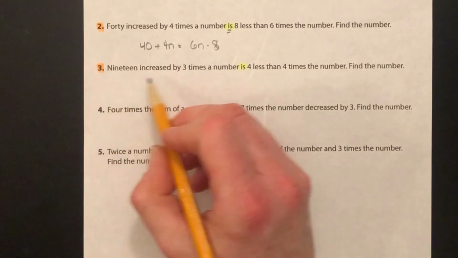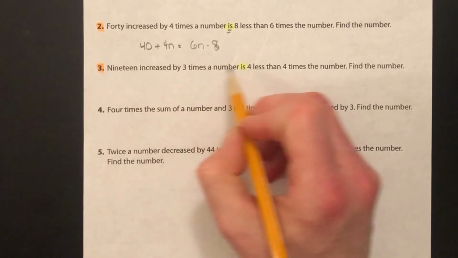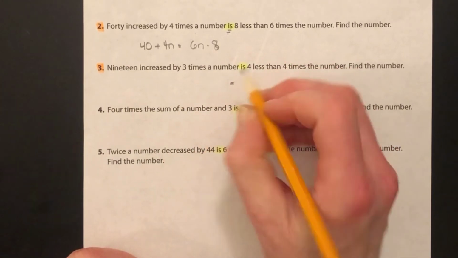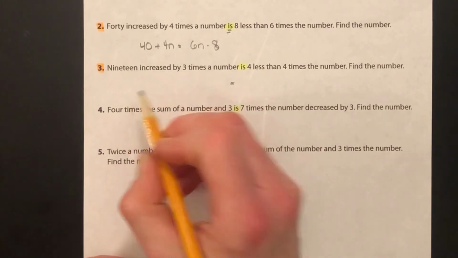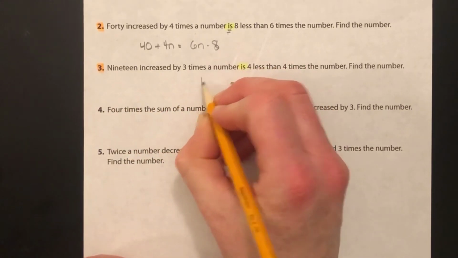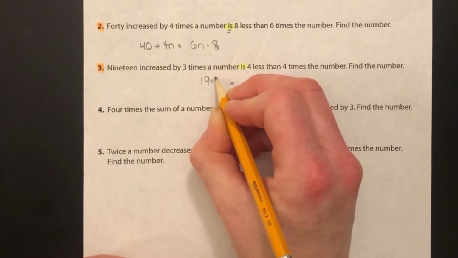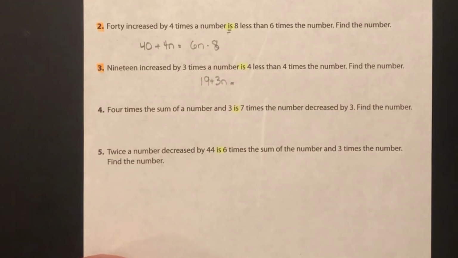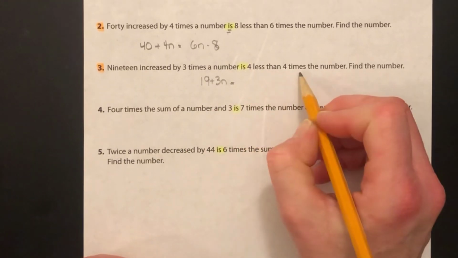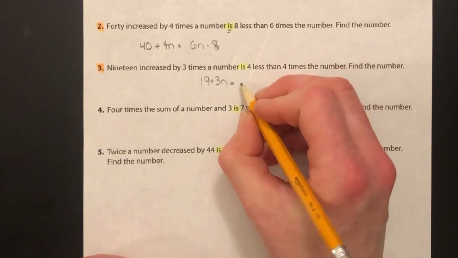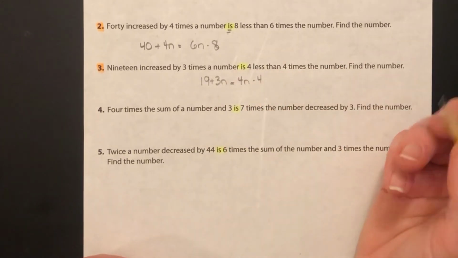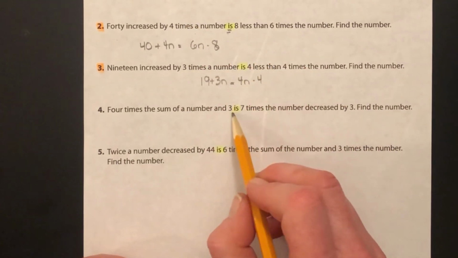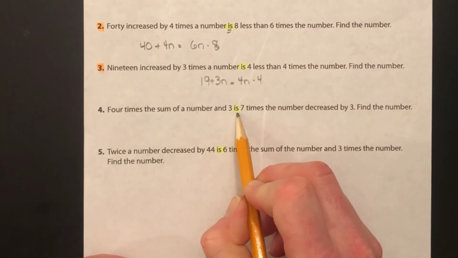Number 3, 19 increased by 3 times the number is, so I'm going to stop there and just focus on this part. 19 increased by 3 times the number, so that gives me 19 plus 3 times the number is 4 less than 4 times the number. Switches the order, 4n minus 4. Just remember on each of these, divide it by both sides of the "is".